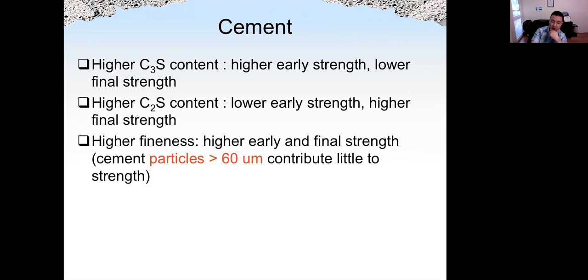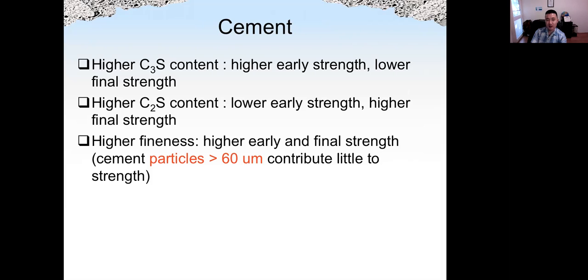If we increase the C2S content, that will be the opposite. Because the hydration speed will be lower, we have lower early age strength, but we have more homogeneous hydration product, so that will increase the final strength. Okay, so this is not something new.